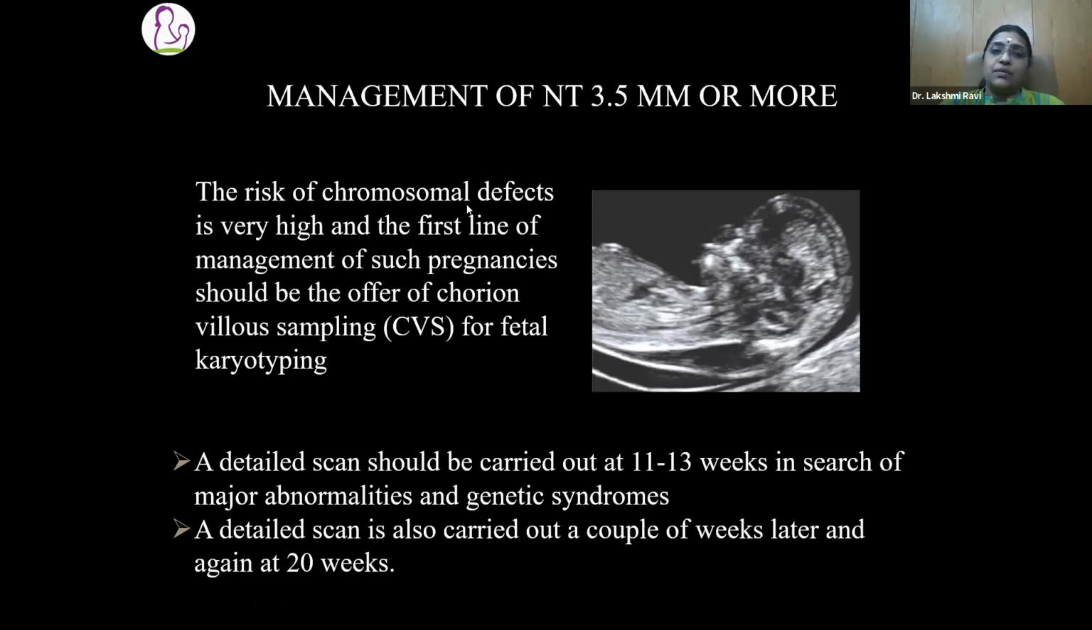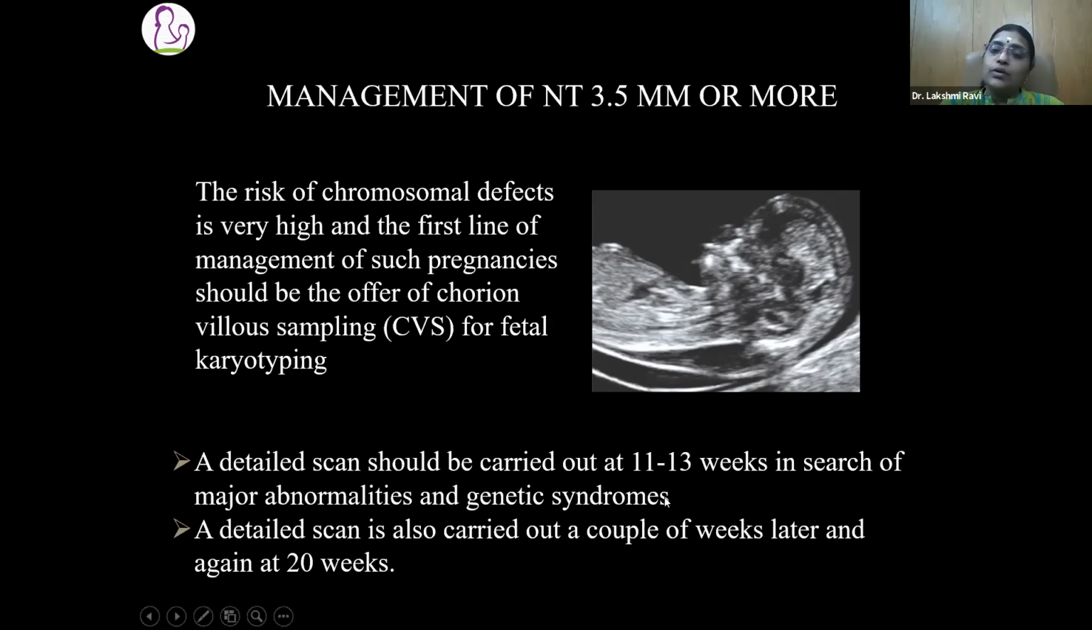But for a nuchal translucency of greater than 3.5 millimeters, the risk of chromosomal defects is very high. The first line of management in such pregnancies is definitely offering them chorion villus sampling for fetal karyotyping. There is no sideline test when you have a nuchal translucency of 3.5 millimeters, and it is ideal you go directly for an invasive test.